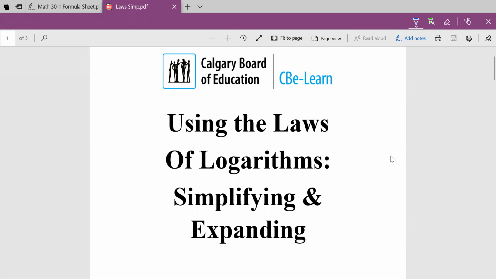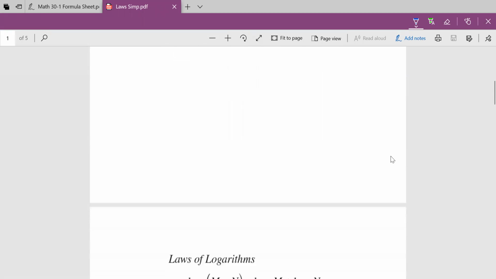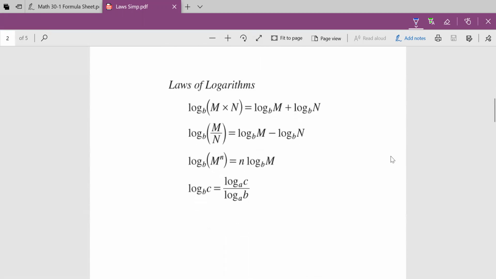Hello, 30-1s. In this video, we're going to look at using the laws of logarithms for simplifying and expanding. What I want you to always do when you're working with logarithms is make sure that you've got your formula sheet in front of you. So what we're going to look at today is using these laws right here.